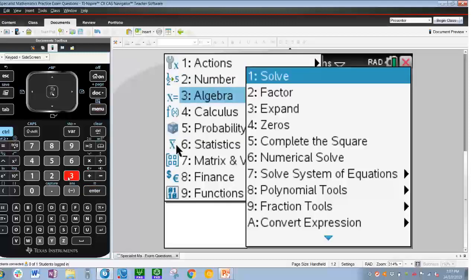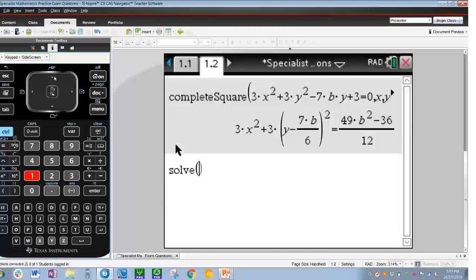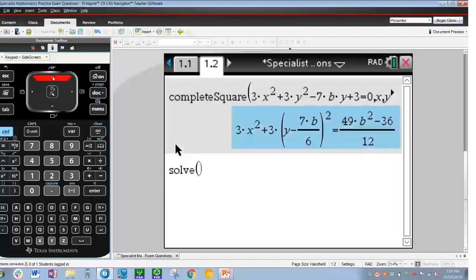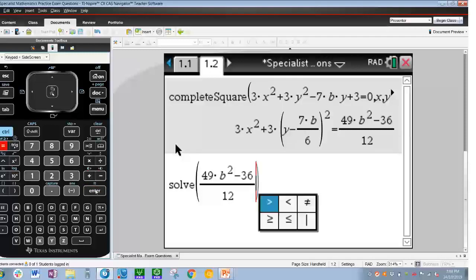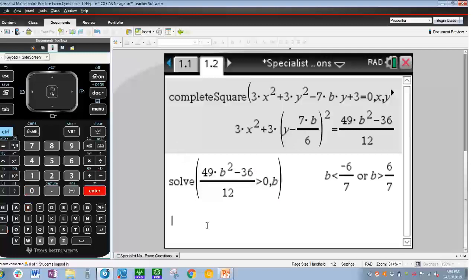Menu, 3 for algebra, 1 for solve. I just want to copy the right-hand side of the equation. So press up to highlight the previous part, press right, and then press shift and left together. Fortunately, because it's a single fraction, it highlights the entire fraction at once. I'll then press enter to copy and paste it into the entry line, and I want to solve that to be positive. So control, and then the equal sign, and then greater than, and then 0, and we want to solve that for variable b. Enter. There we go. The answer to our question is b less than negative 6 on 7 or b greater than 6 on 7. This corresponds to option D in our question.